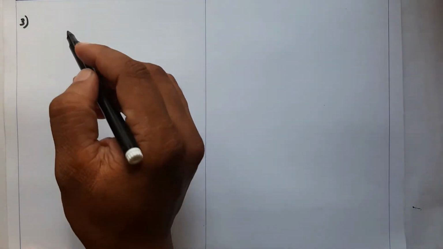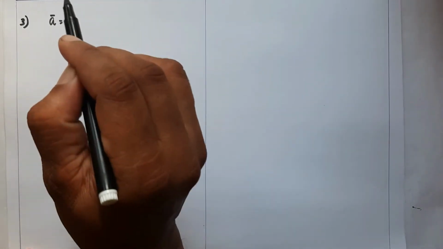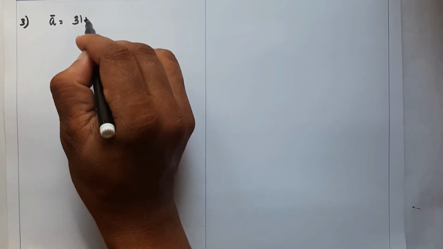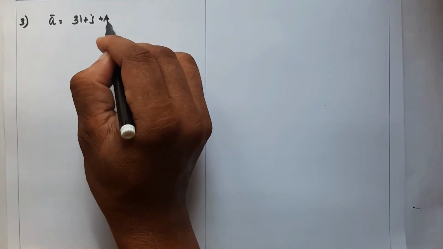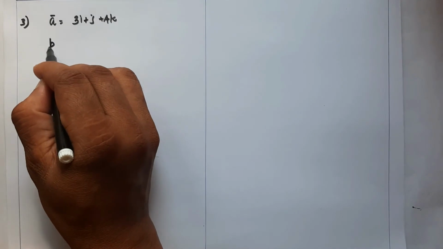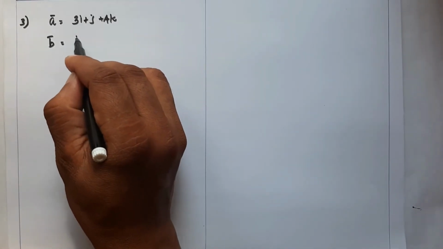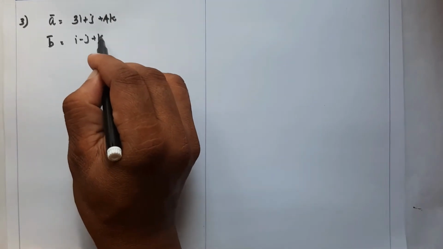Now discuss some extra questions. Our third question is, find the area of a parallelogram whose adjacent sides are vector A equal to 3i plus j plus 4k, and vector B equal to i minus j plus k.